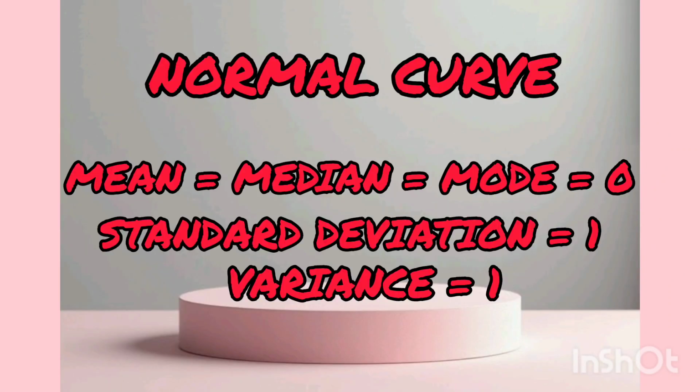Another frequently asked question is, the value of mean, median and mode in this normal curve is the same and it is equal to 0. The value of standard deviation and variance is the same in this curve and it is 1.